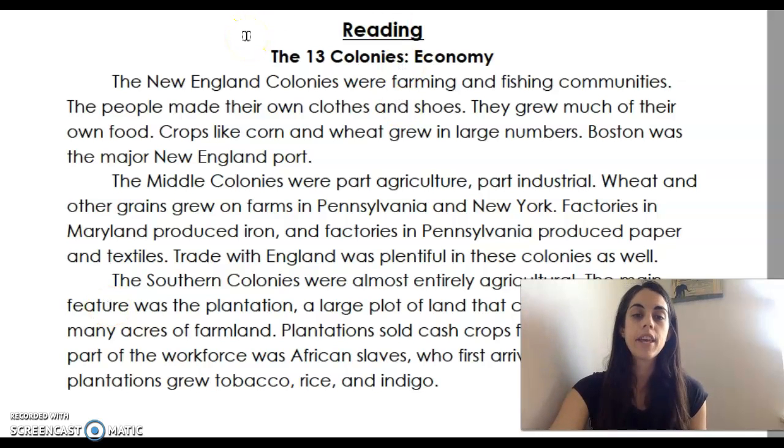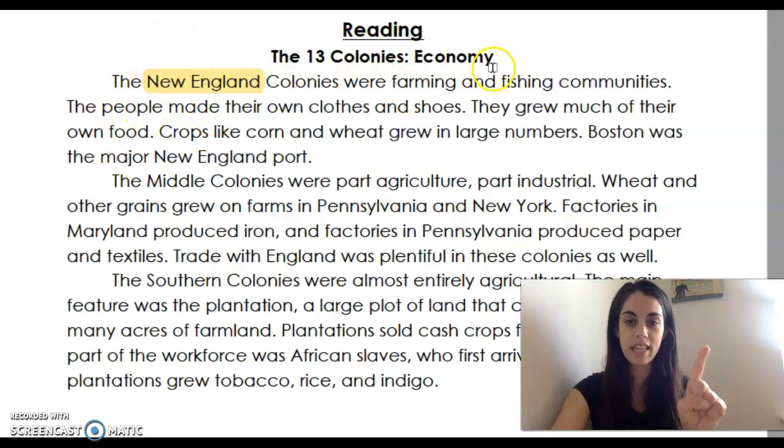Again, the reading is organized so that I can find the information I want. How is the reading organized? The reading is organized in paragraphs. Repeat paragraph. Good. There are 3 paragraphs. Which paragraph is about my region, New England? The first, the second, or the third? I know the first paragraph is about the New England colonies because it mentions it in the first sentence.